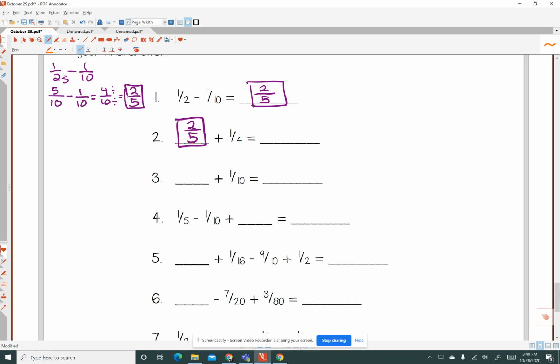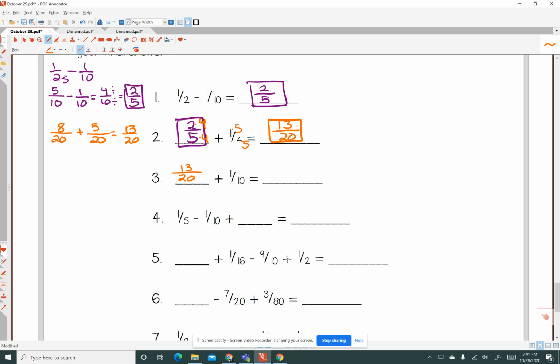So least common multiple of 5 and 4 is 20. So we're going to turn those into 20ths. So 5 times 4 is 20. 2 times 4 is 8. 4 times 5 equals 20, and 1 times 5 equals 5. So 8 plus 5 is 13, and that's a final answer, 13/20. And which we will put here.